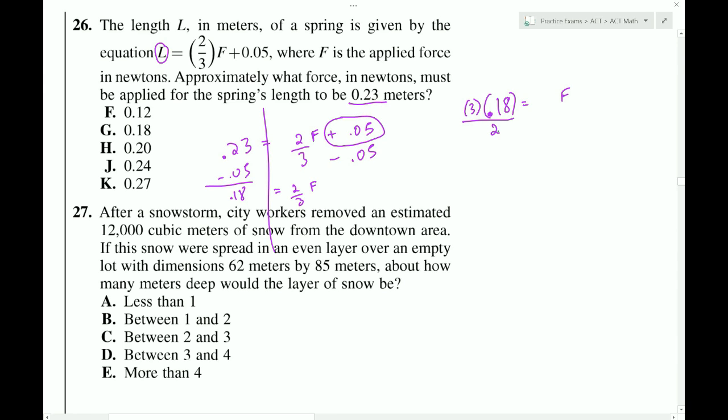0.18 divided by 2, I could start by doing 18 over 2, which is 9. And then I have to move the decimal 2 places to the left. So that would give me 0.09. So that evaluates to 0.09. And then I have to do this times 3. So I can start by doing 9 times 3, I get 27. And I have to move the decimal twice to the left to adjust. So the answer I'm getting here is 0.27, choice K.